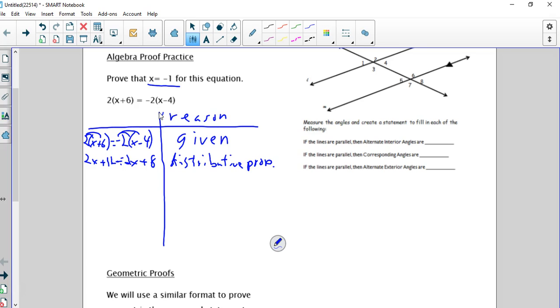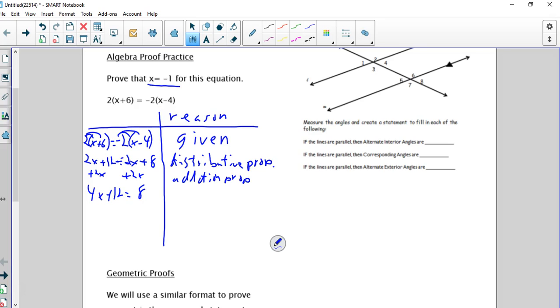And now you can move your numbers or your variables. It doesn't matter. I'm going to add 2x to both sides. And then the 3-year-old says, why? Because I can, with the addition property. As long as I add the same thing to both sides, I'm fine. What I'm left with is 4x plus 12 equals 8.